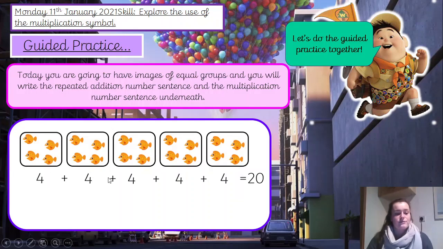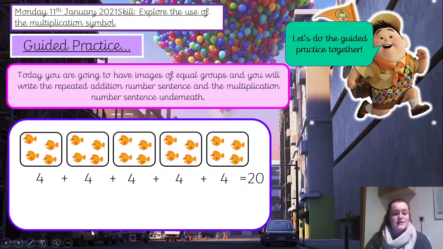4, add 4, add 4, add 4, add 4, because we know we've got 1, 2, 3, 4, 5 equal groups, and there are 1, 2, 3, 4 in each group. So we're adding 4 together 5 times. And we already know that that is going to equal 20. Now, can you have a go at writing the multiplication number sentence underneath your addition number sentence? If you haven't written it down, just have a think about what it would be.